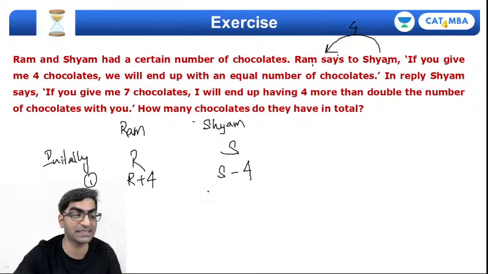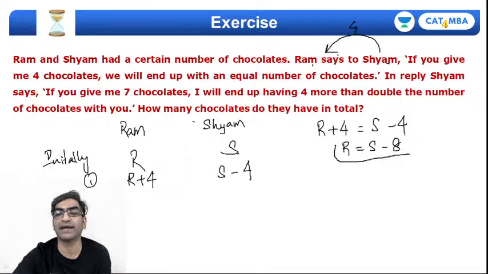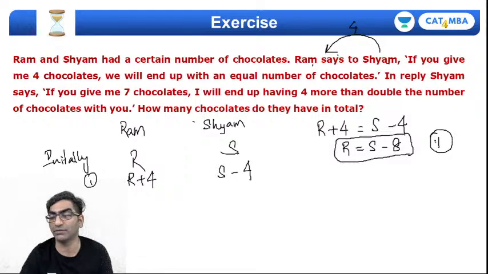And if the question says this results in their chocolates becoming equal, your equation is going to be R plus 4 equals S minus 4. Right? You can rewrite this as R is equal to S minus 8. There you go. I have something I can substitute in the second equation. Later on we'll do that. R as S minus 8.